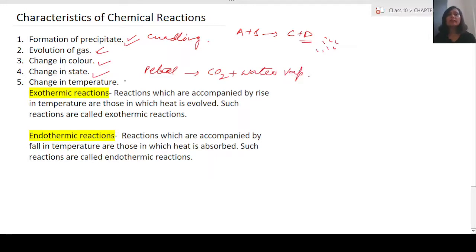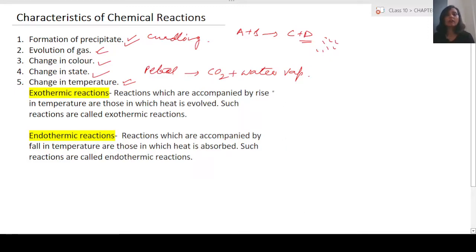Then there is a change in temperature. Sometimes, at the end of a chemical reaction, we touch the walls of the container. It can be a beaker, a test tube, or a conical flask. If on touching the walls you feel that it is a little bit warm, then such reactions are called exothermic. And if you feel that the walls are a little bit cold, then it is an endothermic reaction. So a change in temperature can also give an indication that a chemical reaction has occurred.